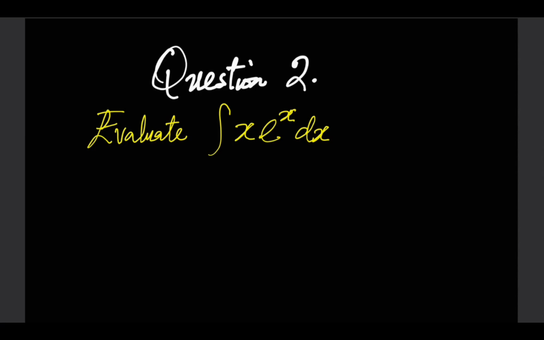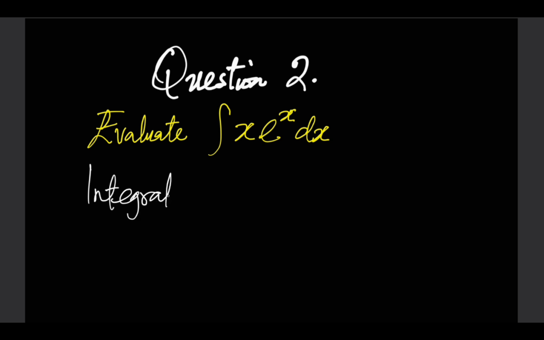Question 2 says we should evaluate the integral of x multiplying exponential x with respect to x. Now, before we start solving, notice that we have two different functions multiplying each other: the x and the exponential x. This type of integral is not one we can solve by applying the ordinary power rule directly. That won't work. So we use a method called integration by parts.